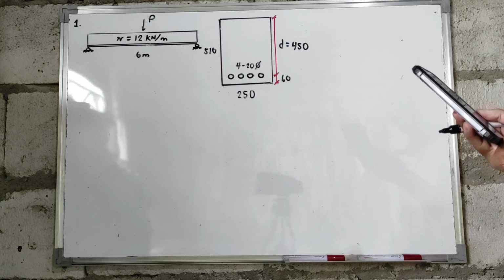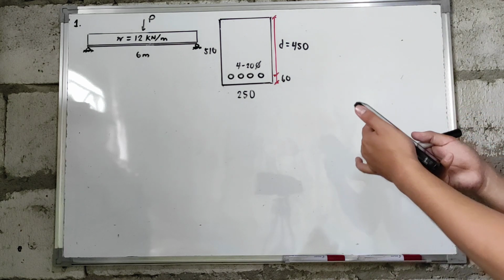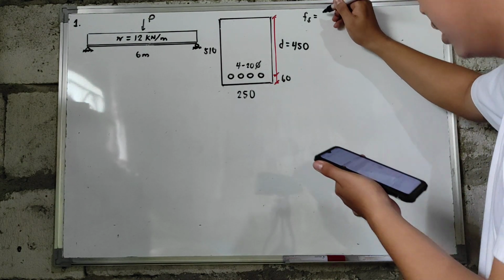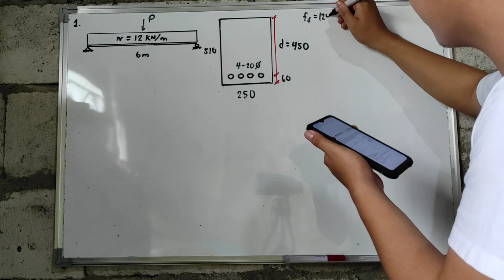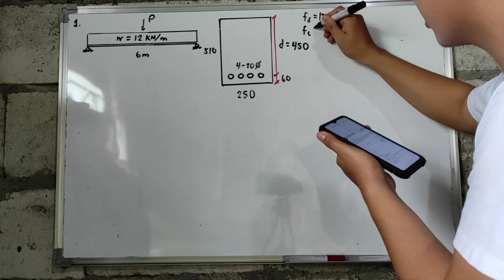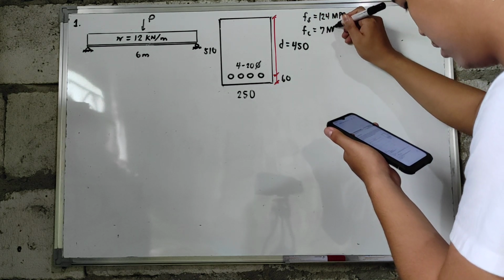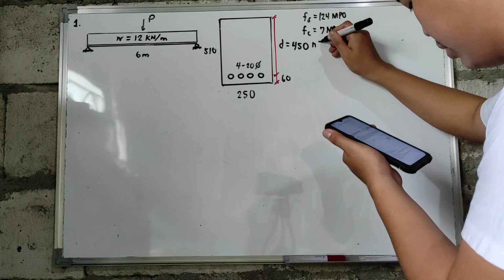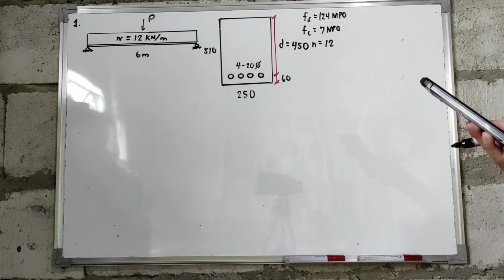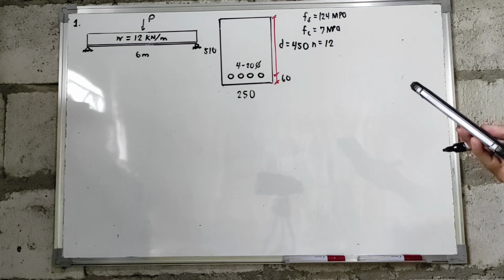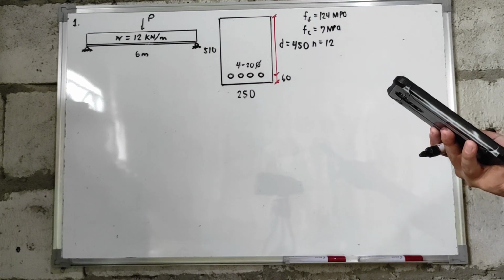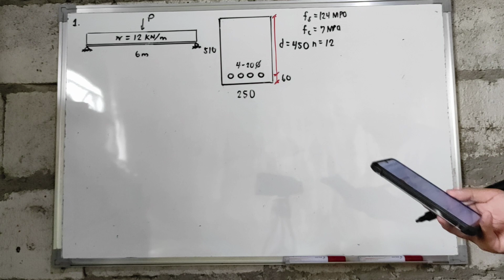So using Fs equals 124 megapascal, Fc, which is equal to 7 megapascal, and the modular ratio, which is equal to 12. Determine the additional P that could be carried by this section at midspan besides a uniform load of 12 kN/meter, including the weight of the beam.